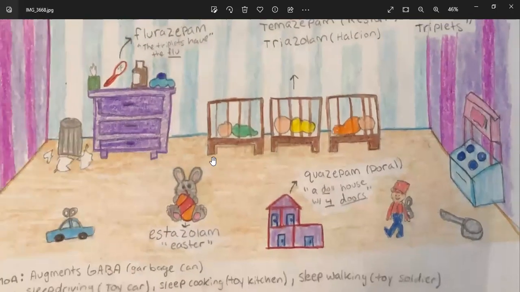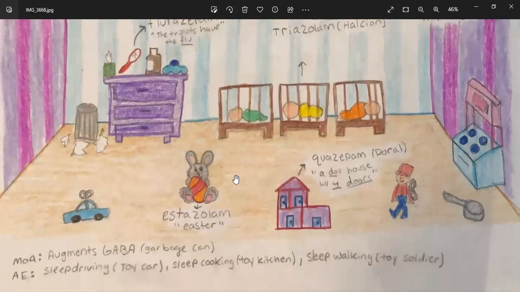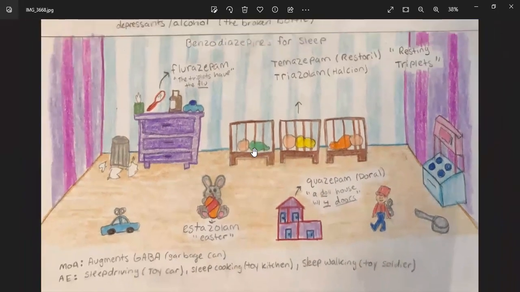Also in the room, we have the Easter bunny here. So Easter sounds like estazolam, Easter. And then we have a dollhouse with 4 doors. Quazepam kind of sounds like quad meaning 4, and then the brand name Doral, so doors, so dollhouse with 4 doors, quazepam or Doral. Those are your 5 drugs in this category.